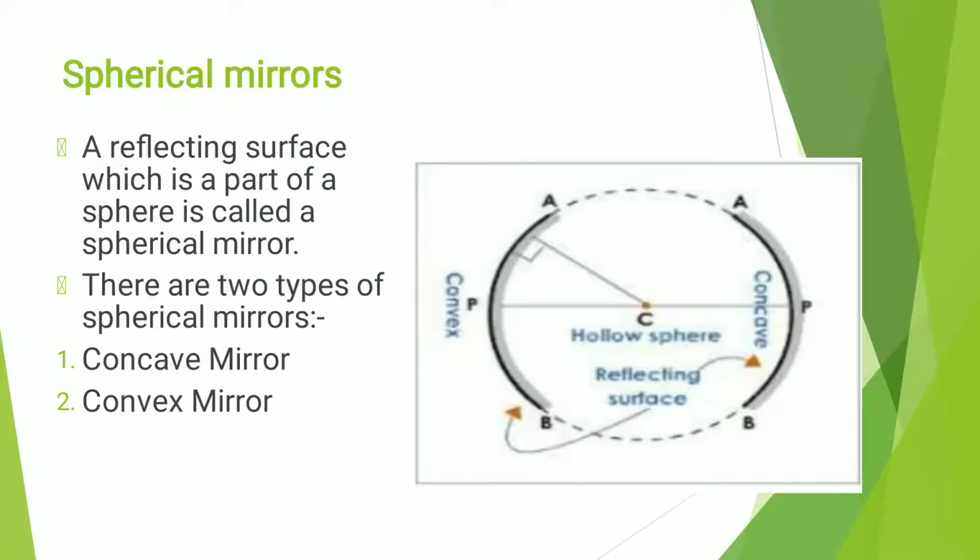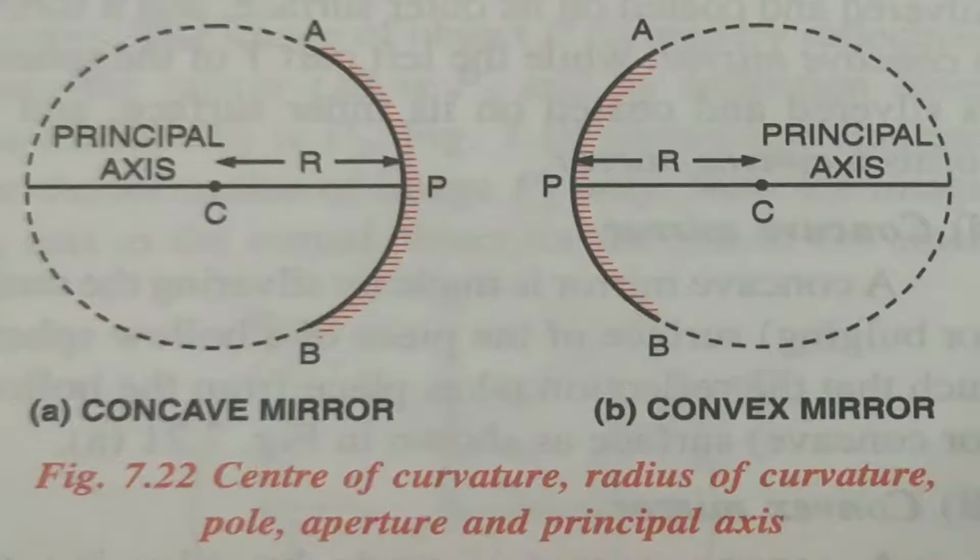In the diagram on the screen, you can see both of them as spherical mirrors. Here the concave mirror and the convex mirror are being represented. The lines which are given in red represent the silvered part.